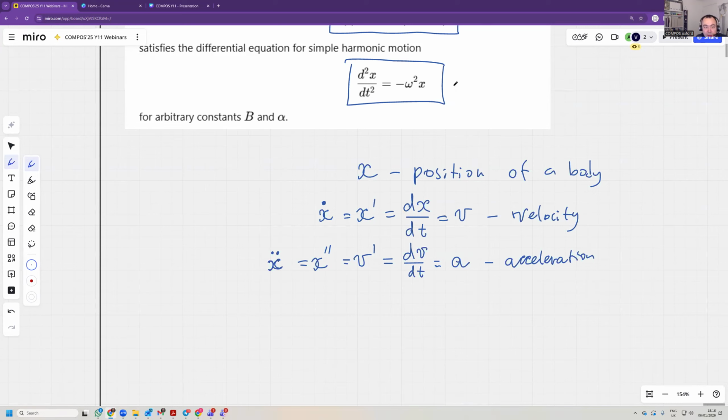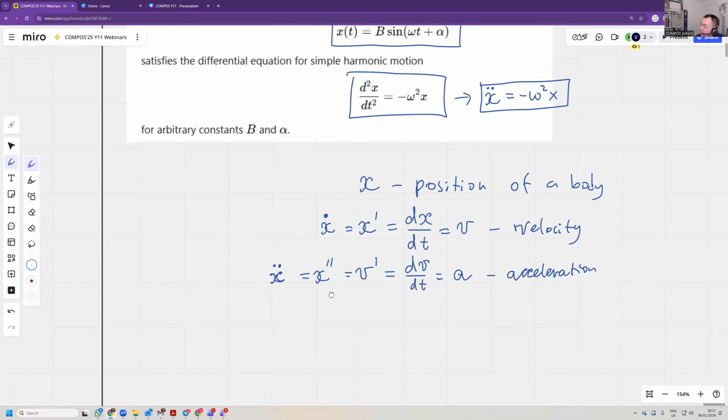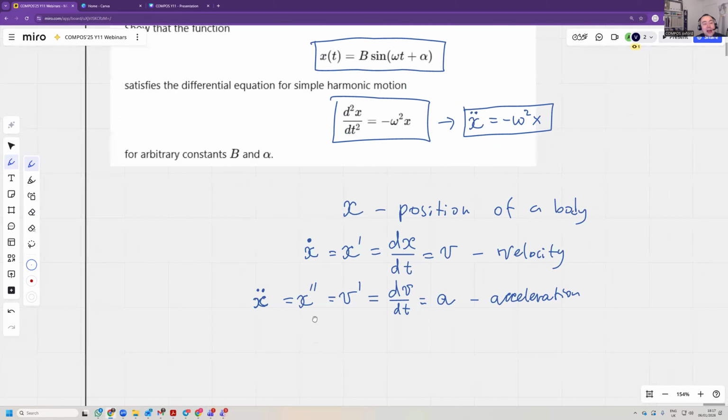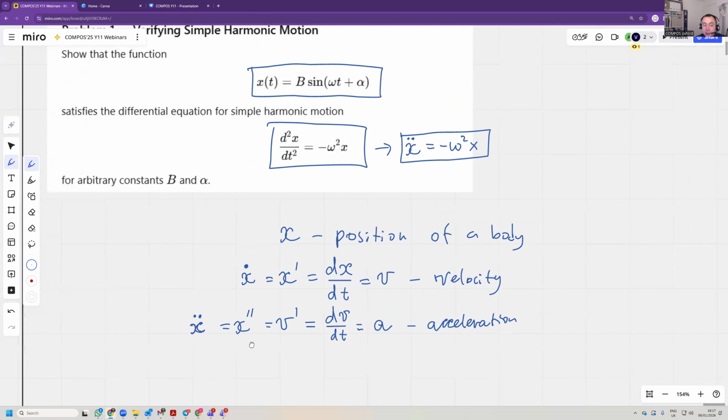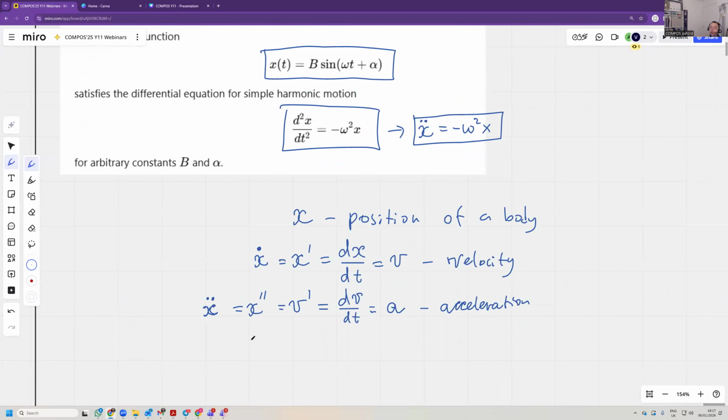So this equation can be rewritten as x double dot is equal to minus omega squared x. The second derivative of x is minus omega squared times x. And this is called a differential equation. We don't do differential equations exactly in the year 11 course, but we do them in year 12 and year 13. A differential equation is an equation which contains derivatives, as simple as that. And the solution to a differential equation is a function.